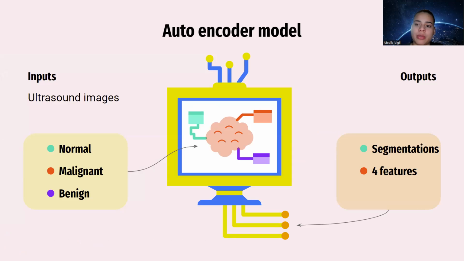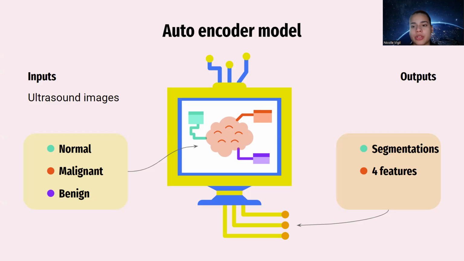Now in the autoencoder model, the inputs were the ultrasound images as we discussed before. So we give the model the normal images, malignant images, and benign images. And then the outputs were the segmentations of the images and the 4 features that we talked about that were extracted in the convolutional layers.